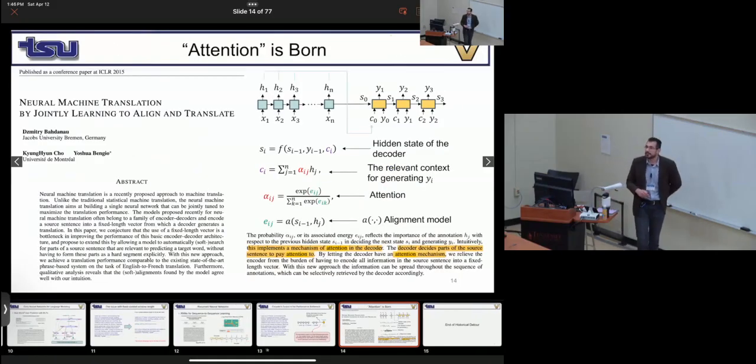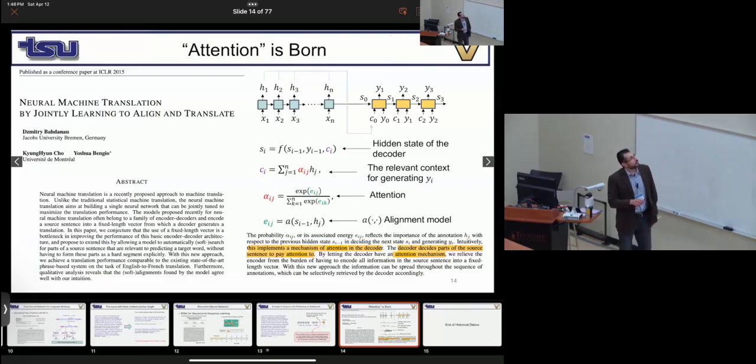And now, one year later, we have another paper from Bengio's group, called Neural Machine Translation by Jointly Learning to Align and Translate. Let's look at a quick sentence here. It says, intuitively, this implements a mechanism of attention in the decoder. The decoder decides parts of the source sentence to pay attention to. So what is this saying?